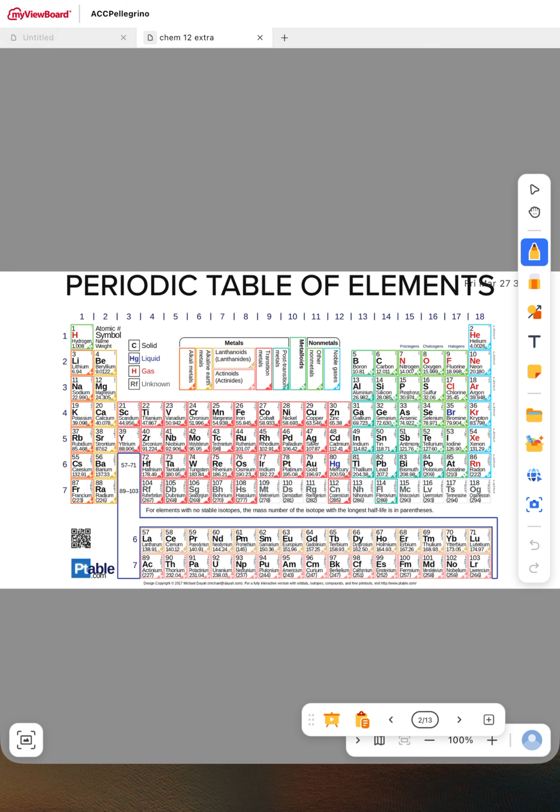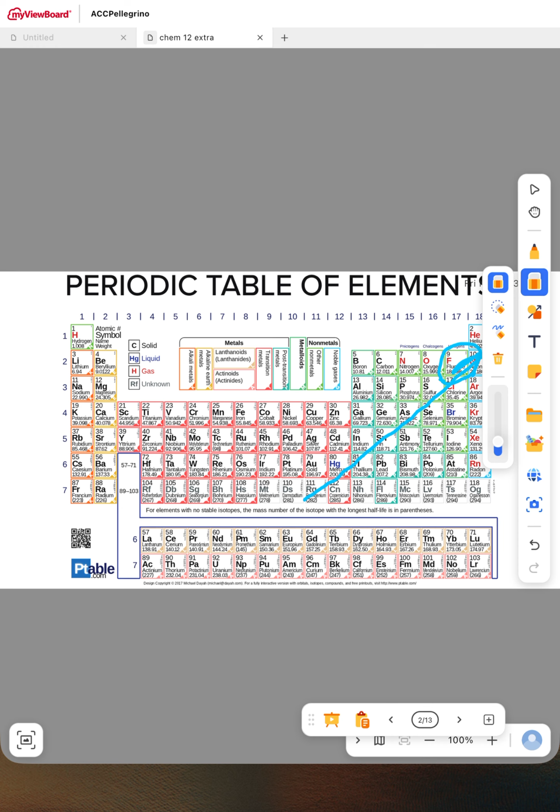Remember when we talked about electronegativity? The more we go up and to the right, the more electronegative the atom's going to be. So fluorine is our most electronegative. That's why it has that rule that it's always going to have -1, because it's always going to take the electrons. It's always going to be the most electronegative one in the group.